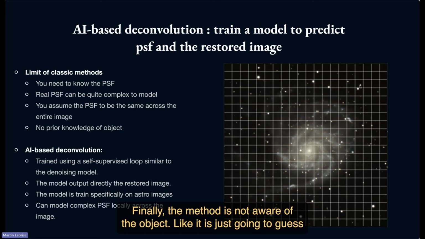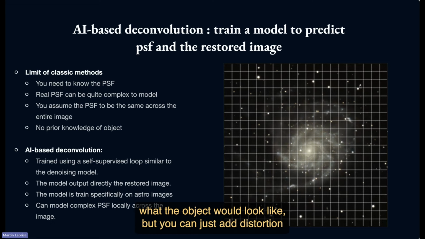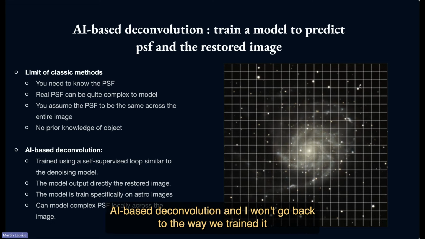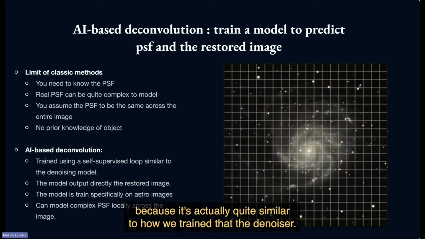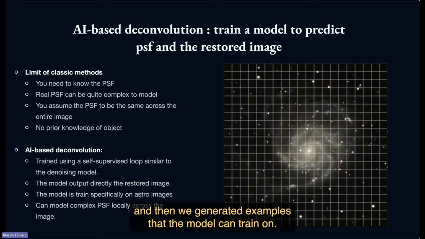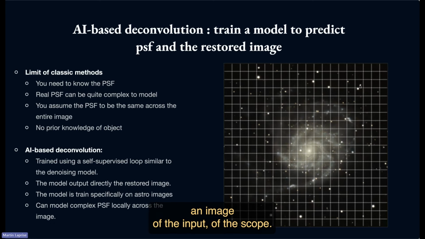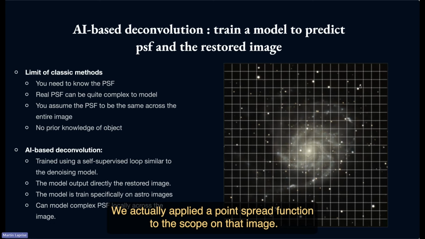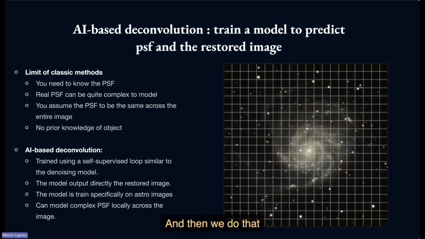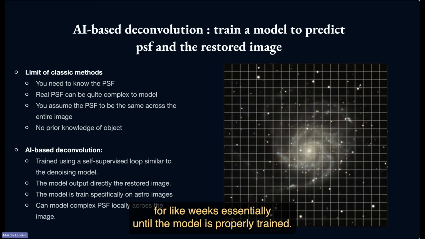Finally, the method is not aware of the object. It's just going to guess what the object would look like, but it can add distortion or artifacts around the image and it won't be penalized for doing that. So that's why we developed an AI-based deconvolution. I won't go back over the way we train it because it's quite similar to how we train the denoiser. But essentially, we model the point spread function of the scope, and then we generate examples that the model can train on. Here's an image at the input of the scope. We apply the point spread function of the scope on that image, and then we ask the model to restore the input image. And then we do that for weeks, essentially, until the model is properly trained.